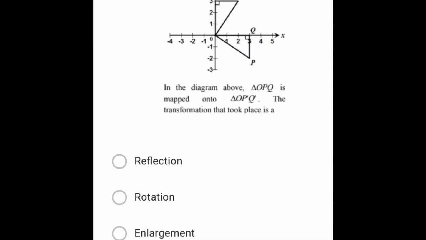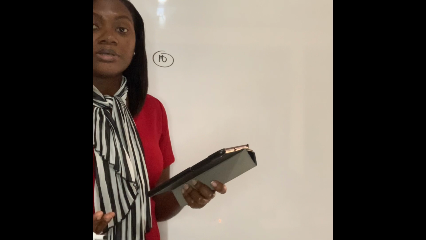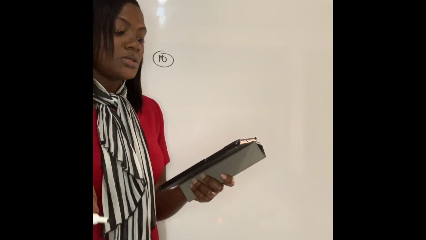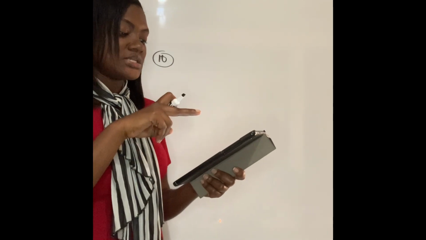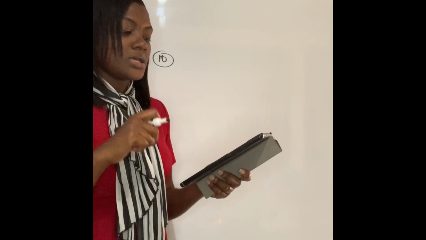And it says, in the diagram above, triangle OPQ is mapped onto triangle OP prime, the transformation that took place is, and of course by looking at it, it could not be a reflection or an enlargement. You know, it would have to be a rotation. Look at how the triangle is. It is rotated clockwise 90 degrees.